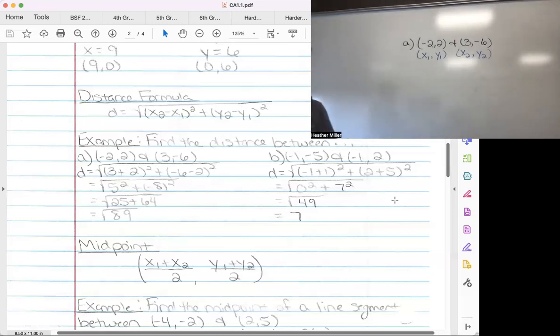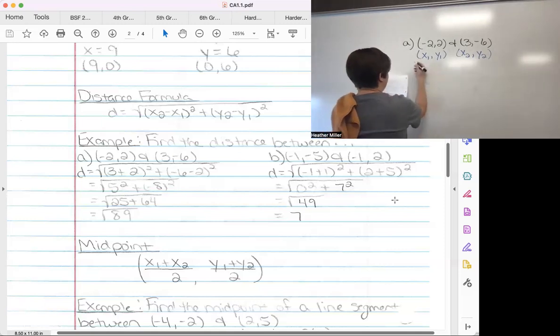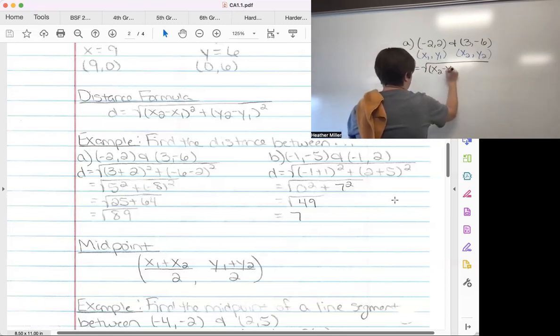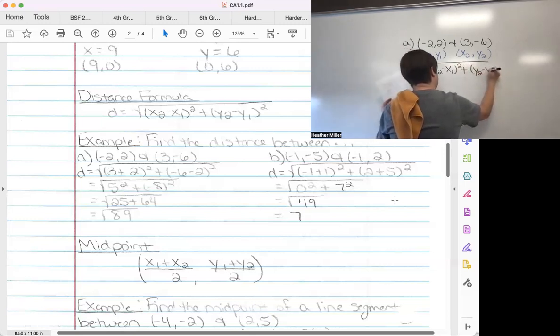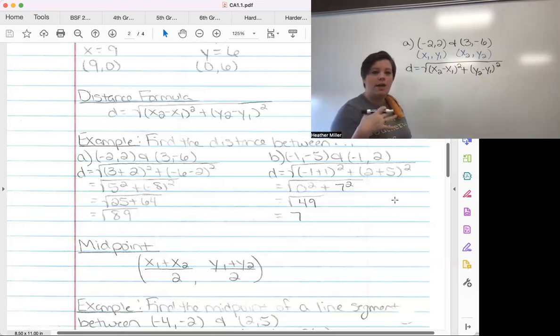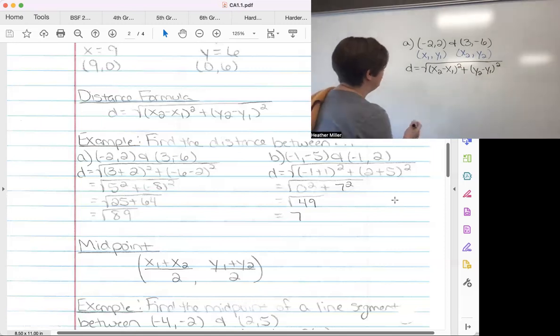So this is the first time we've really played with distance. I would write the distance formula down. I would say distance equals the square root of x2 minus x1 quantity squared plus y2 minus y1 quantity squared. What this does is every time you write it down, it's going to help it stay in your memory. And then you're not going to have to look it up every time. It's just going to be there and ready to be used.